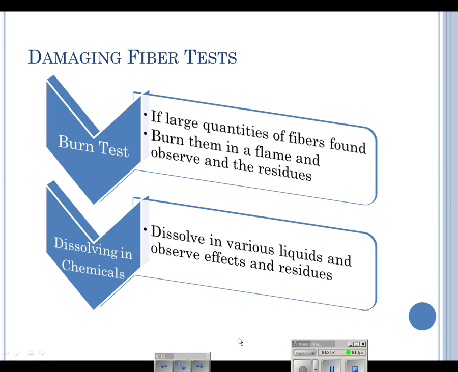And first we can do a burn test, and we actually place the fibers in a flame and then observe how the fibers react and the residues that are left behind. So sometimes the fibers will melt or they will cease to burn. They stop burning or they continue to burn. Sometimes they leave an ashy black residue or gray residue behind. And we can also dissolve them in chemicals and see the effects in the residues that are left behind with that.